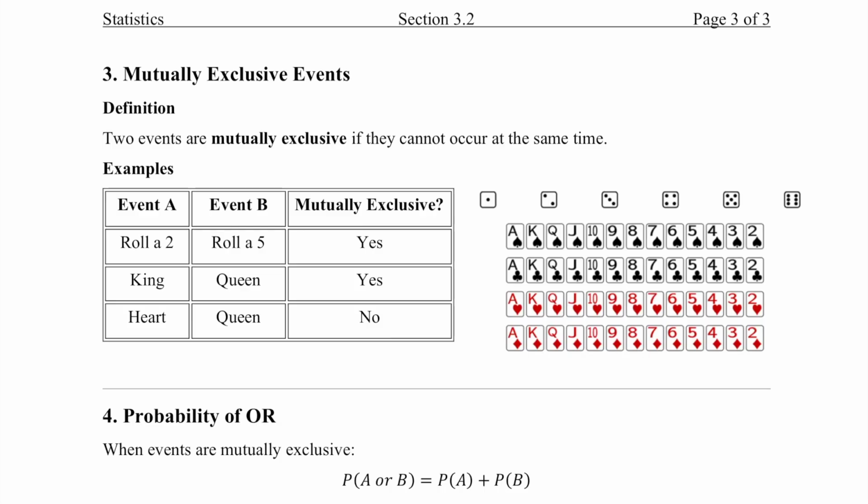Whenever you're unsure, ask yourself, can both happen at the same time? If the answer is no, then the events are mutually exclusive. If the answer is yes, then they are not. Another way to describe mutually exclusive events is disjoint events. These two terms are interchangeable.